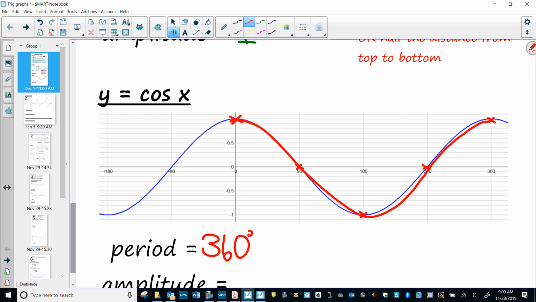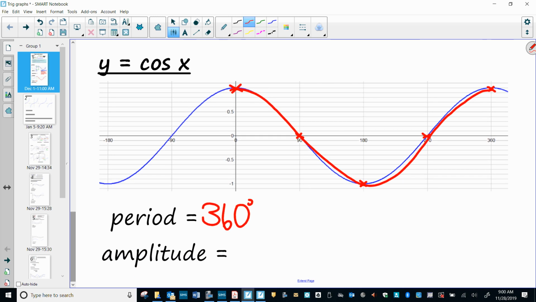It's not 270, because we have to see where it starts and finishes a full cycle. You see here, because it starts up here at 1, where does it finish at 1? So it has to be a full cycle. Does that make sense? Amplitude. What goes up to what and down to what? 1. So our amplitude again is 1.